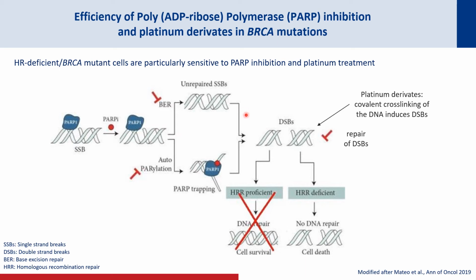Unpaired single-strand breaks eventually accumulate into DNA double-strand breaks that cannot be repaired in HRR-deficient cells. Platinum derivatives lead to covalent cross-linkings of the DNA that induce double-strand breaks that again cannot be repaired in HRR-deficient cells.